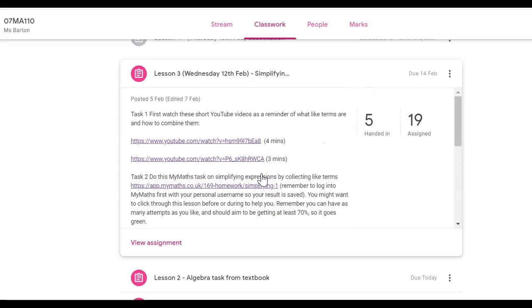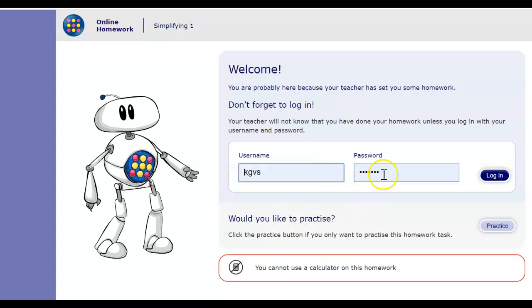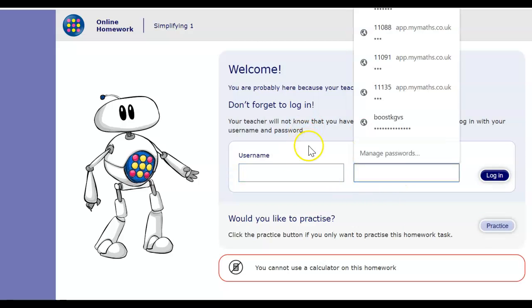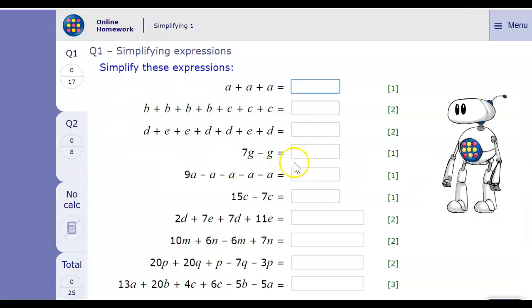So today is simplifying. I have put a couple of YouTube videos there for you to watch. I'm just going to jump straight to the task. On this link, you'll get there and you'll have to fill in this. It's accidentally auto-filled it, but you guys will need to fill in your own username and passwords here so that it records your results. And it's these sorts of questions. So let's just have a little go.